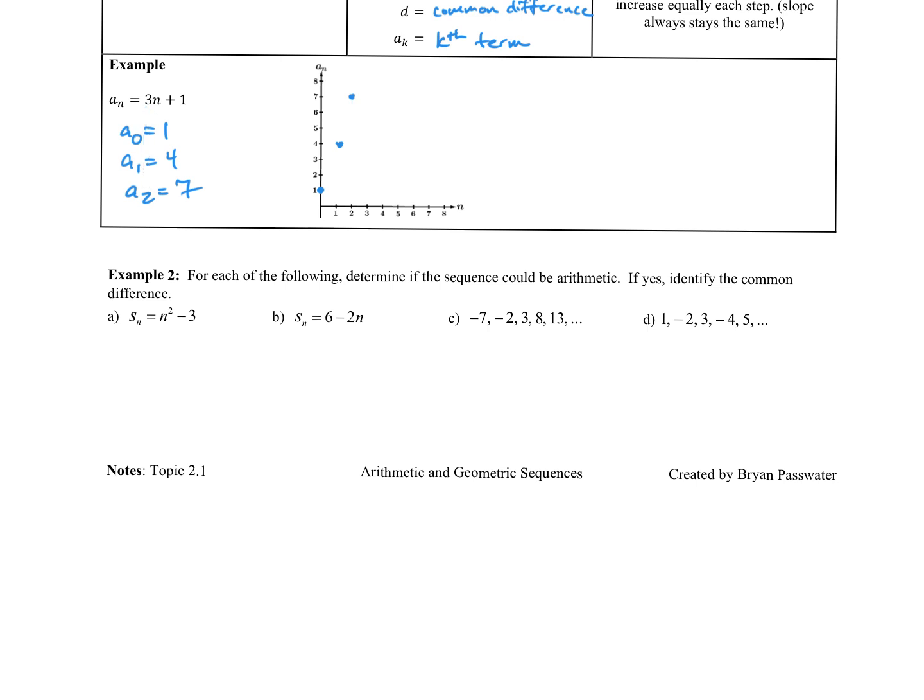All right, let's look at these examples. For each of the following, we're going to determine if the sequence is arithmetic, and if yes, let's find the common difference. On this first one, I'm going to list the terms, okay? And so when we list our terms, what's my a sub 0?